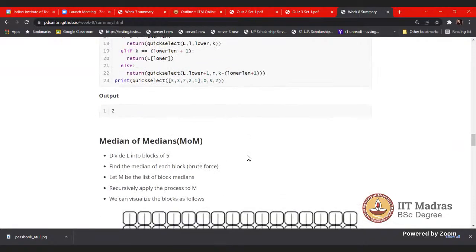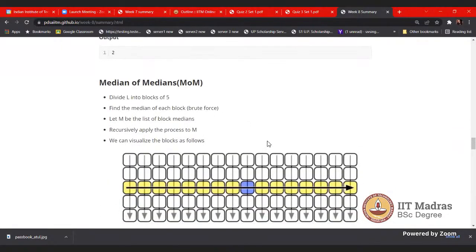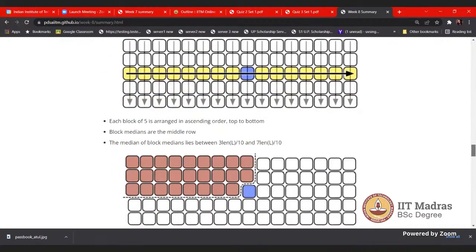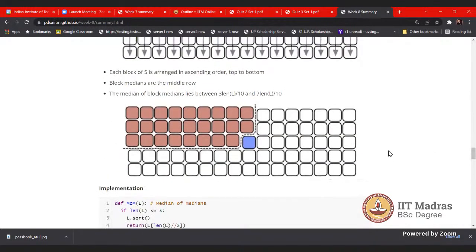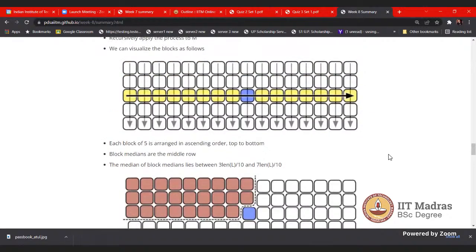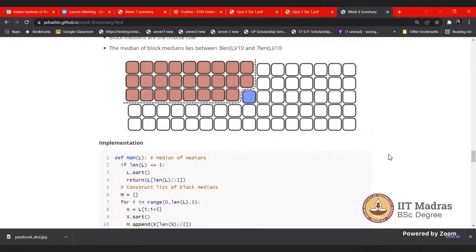So this pivot element will always divide the input into two equal halves. Because of that, the height of the tree becomes log n, and the complete solution time becomes n log n. Okay, so we can improve our time complexity for quick sort or quick select using this MOM algorithm.